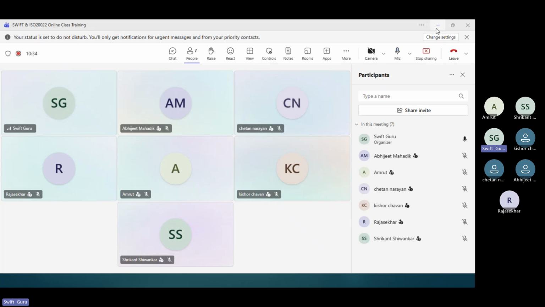I'll start with alphabetical order, so I'll start with Abhijit first. I would like to know about your number of years of experience, the domain which you have been working in, and your expectation out of the training.